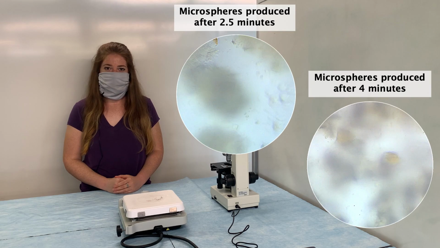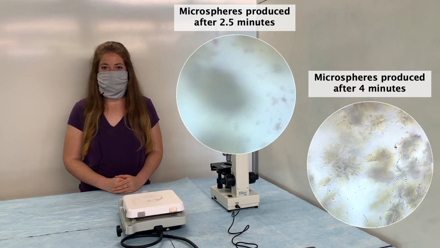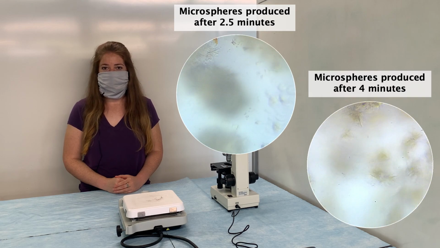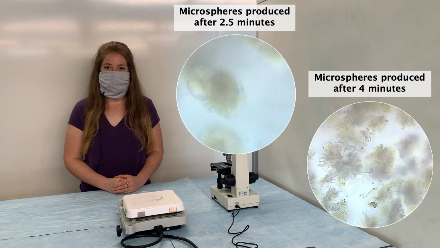Are there the same amounts of microspheres produced for each time? And how do they look? Do they look similar and circular, or do they look a little different? Go ahead and record those differences and any similarities as well on your handout.